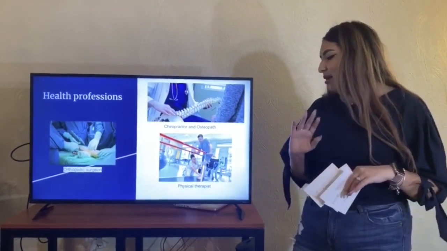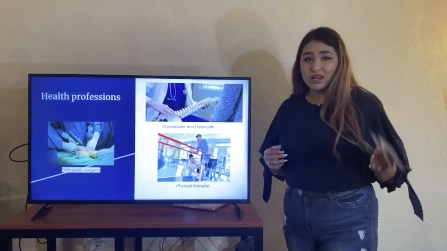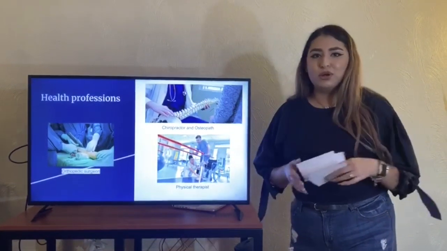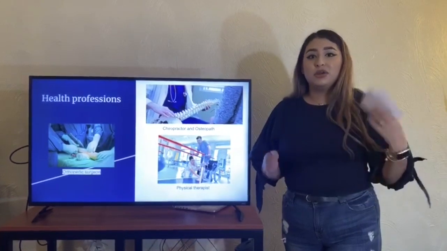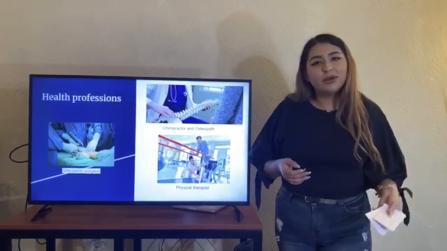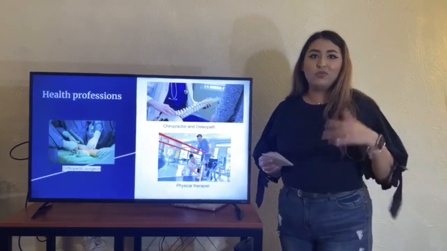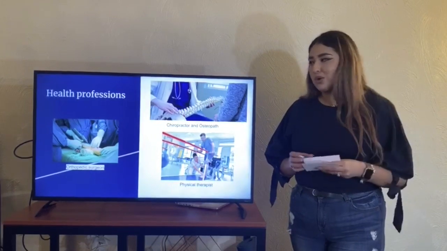And lastly, we have our physical therapists, in which ayudan a las personas a poder moverse otra vez. Por ejemplo, si tuvieron un accidente y no pueden caminar, les pueden ayudar a poder caminar otra vez, o después de una cirugía así de la rodilla, que ocupan volver a aprender a caminar, también les ayuda con eso.